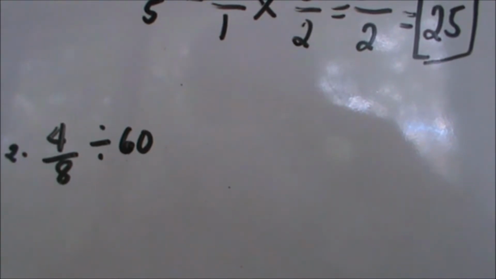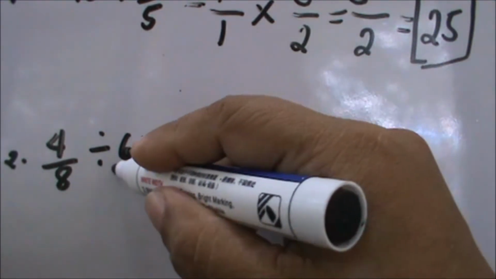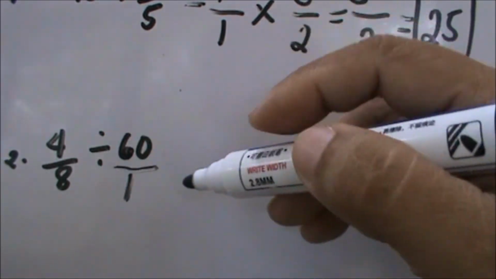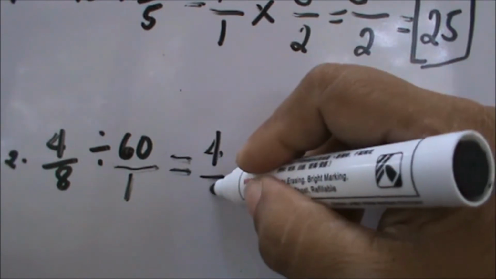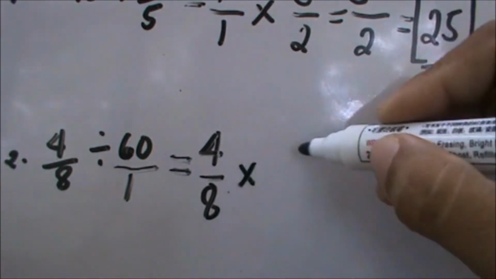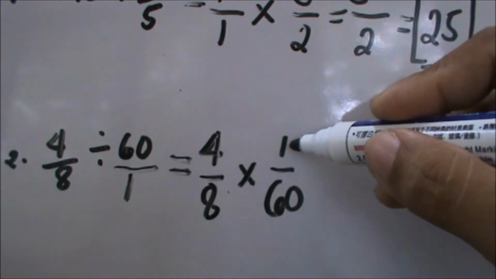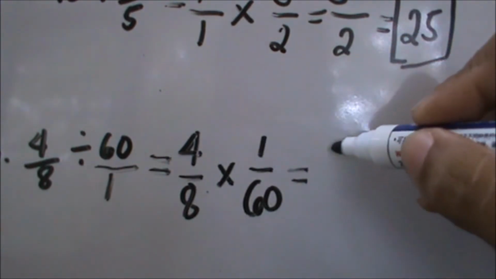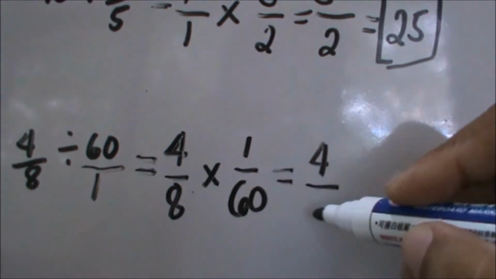Another example, we have here 48 divided by 60. So we know that the whole number should be treated as a fraction with a denominator of 1. And then the divisor should be inverted to its reciprocal so that we can proceed to multiplication. So 48 times 1 over 60. The reciprocal of 60 over 1 is 1 over 60. Then proceed to multiplication of the numerators. 4 times 1 is 4, over. Then multiplication of the denominators. 8 times 60 is 480.